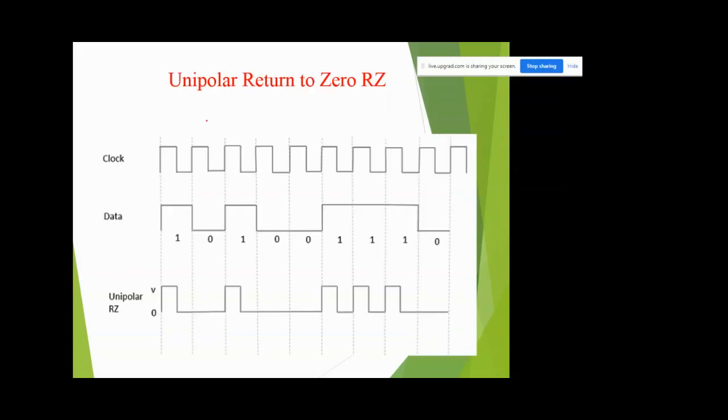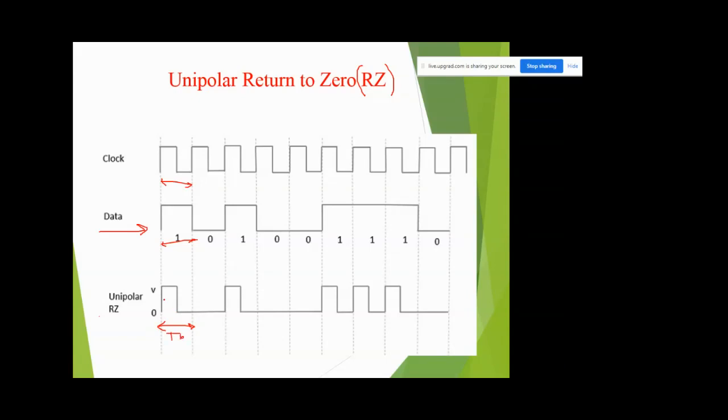Now the next type is unipolar RZ, return to zero. Look here carefully. This is the clock signal again. In one clock we have to generate one bit. This is a simple example of data, the same data: 1 0 1 0 0 1 1 1 0. Now how do we represent return to zero? This is one complete bit duration, TB.